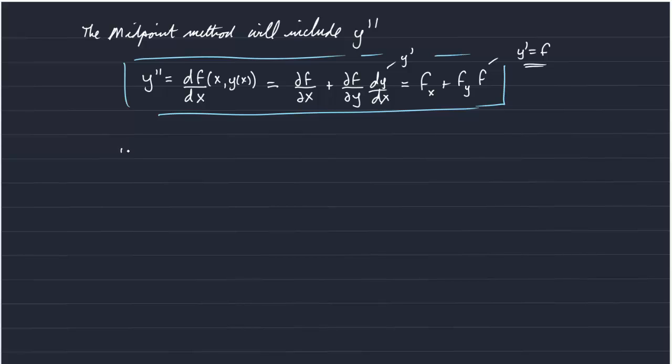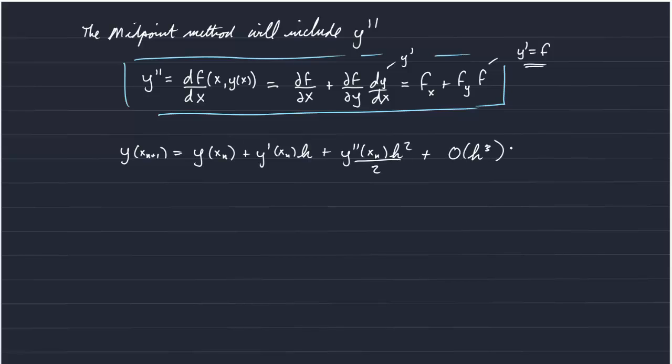So to include this term in our Taylor series expansion, we have our first approximation, which is the value at position x sub n plus y prime evaluated at x sub n times h plus the second derivative evaluated at x n times h squared over 2 plus our remainder, which is of order h cubed. Okay, so we're going to second order, so our remaining term for our truncation error will be of order h cubed.